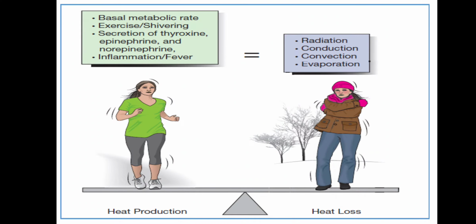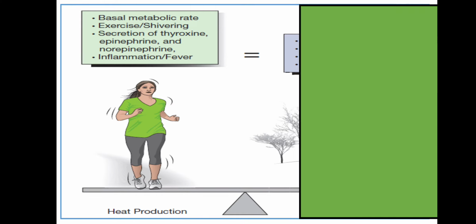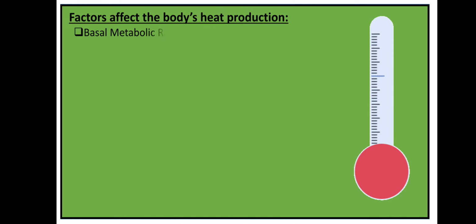So, ano yung mga factors that can cause heat production and heat loss? For the heat production, okay, we have basal metabolic rate, exercise and shivering, secretion of thyroxine, epinephrine, and norepinephrine, and inflammation and fever. Okay, so nakaka-produce tayo ng heat through that different factors. And nakaka-loss tayo ng heat through these factors naman, through radiation, through conduction, through convection, and through evaporation.